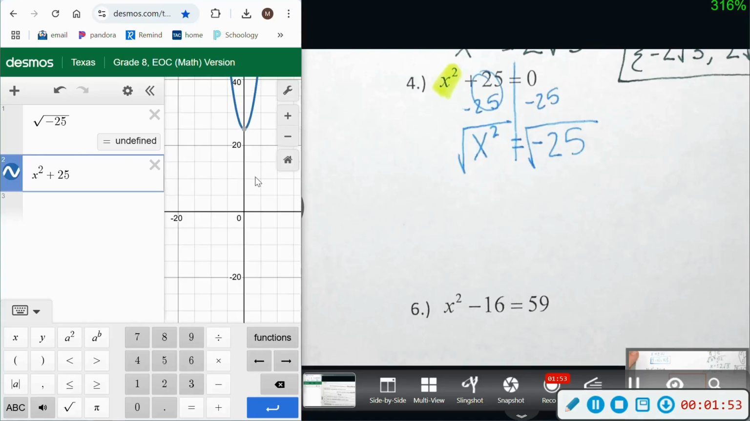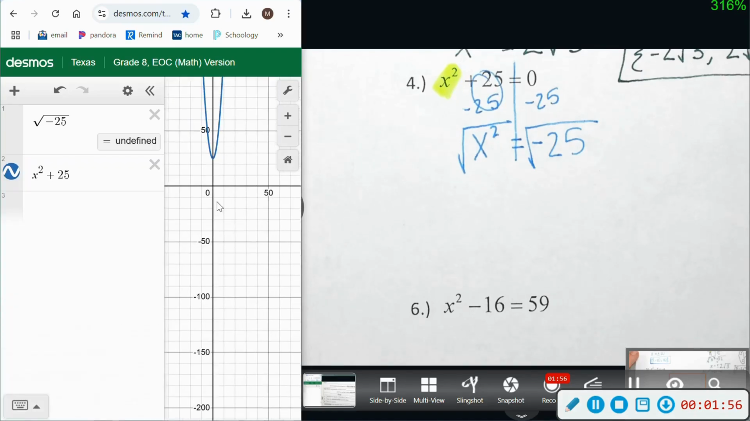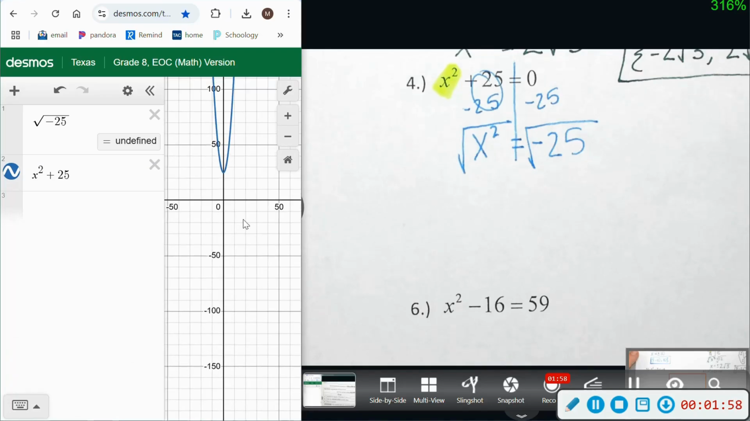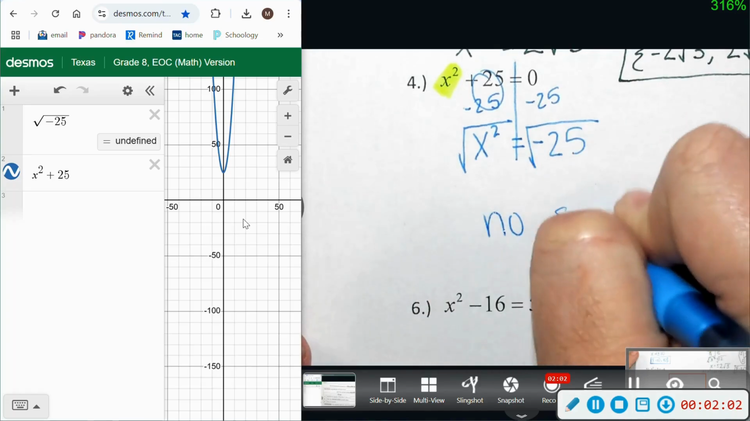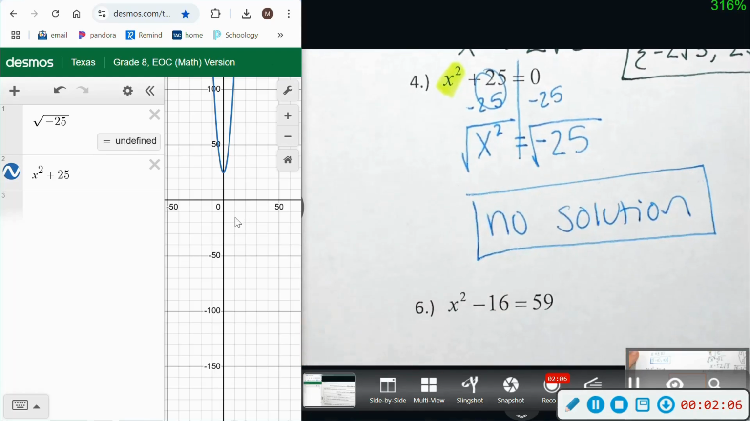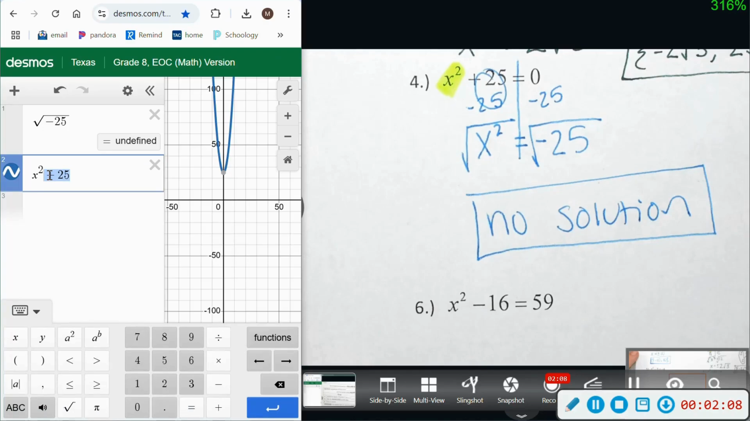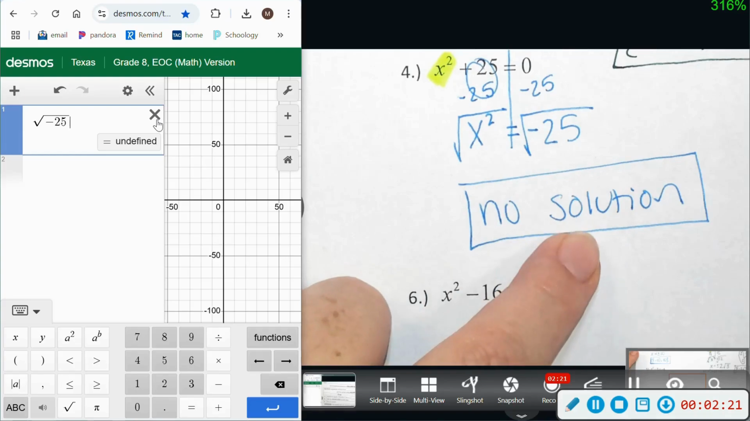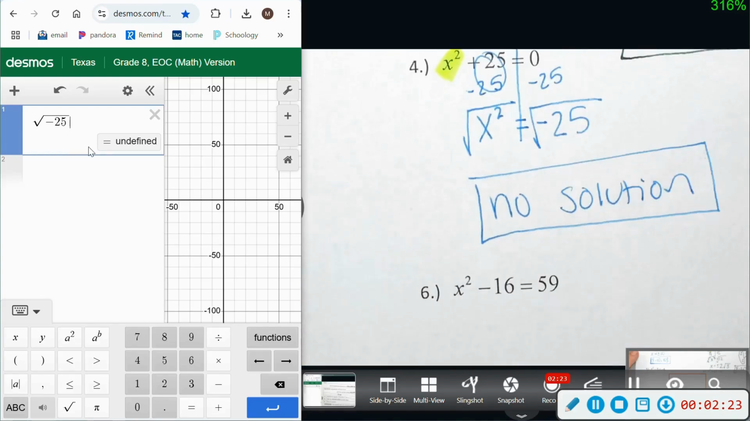And remember, we're solving for x-intercepts. Does this ever touch the x-axis? No. So what's my answer? No solution, not 0. And I'm going to show you why. It's not 0 because 0 means that it touches once at 0. Does that make sense? So this is no solution, not 0. Any questions with that? Anytime you take the square root of a negative, it's probably going to be no solution. Always check your work.